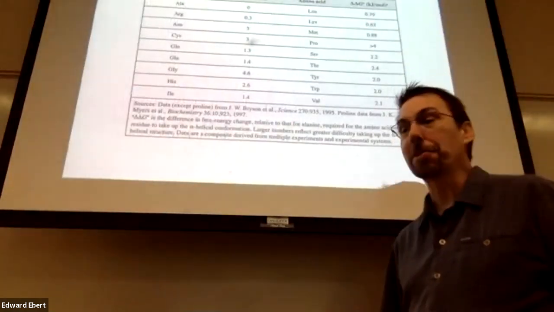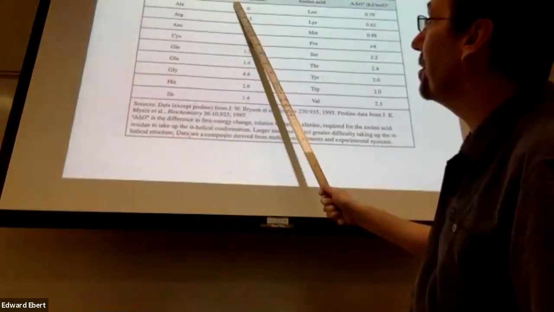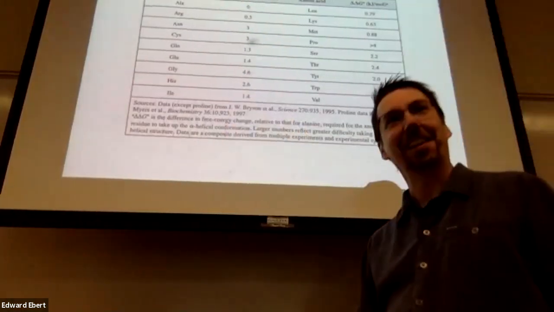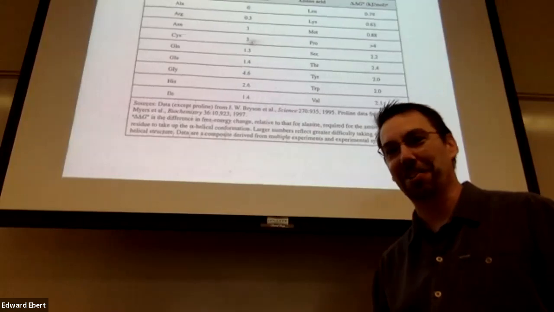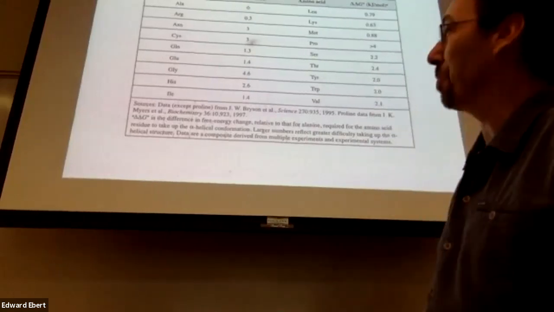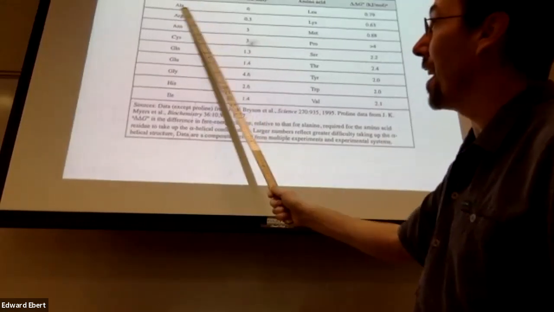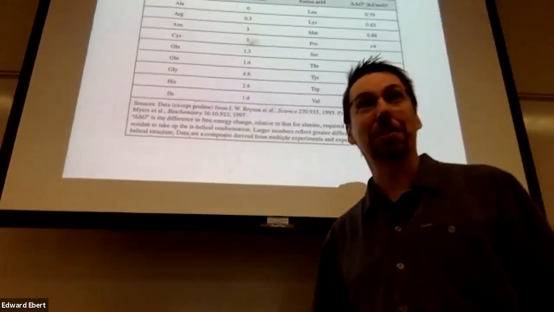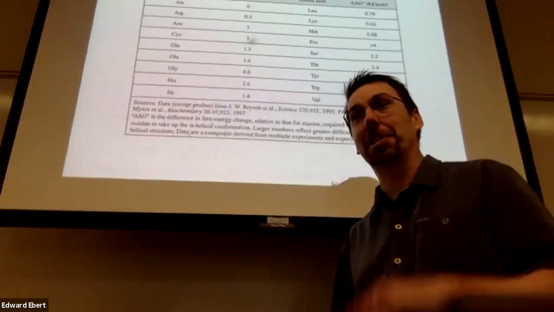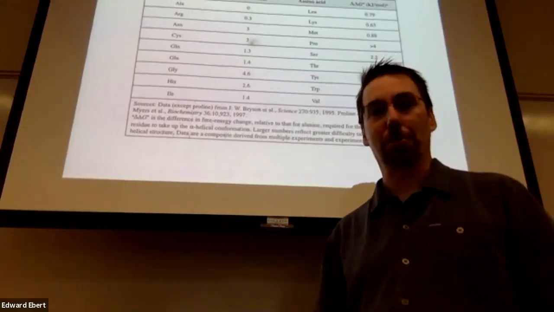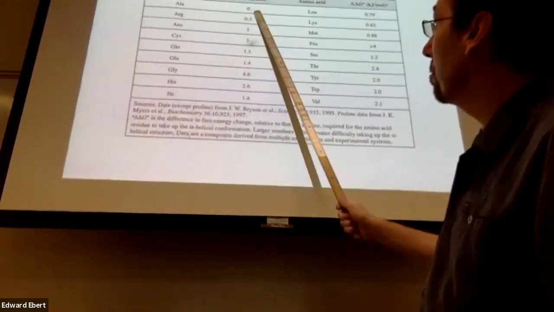I like this chart just because it has the delta delta G naught. All right, so it's the change in free energy that we're looking at when we put these different residues in here. We arbitrarily assigned alanine a value of 0, because a sequence composed entirely of alanines is going to make an alpha helix, no trouble. So everything else is a little bit different.